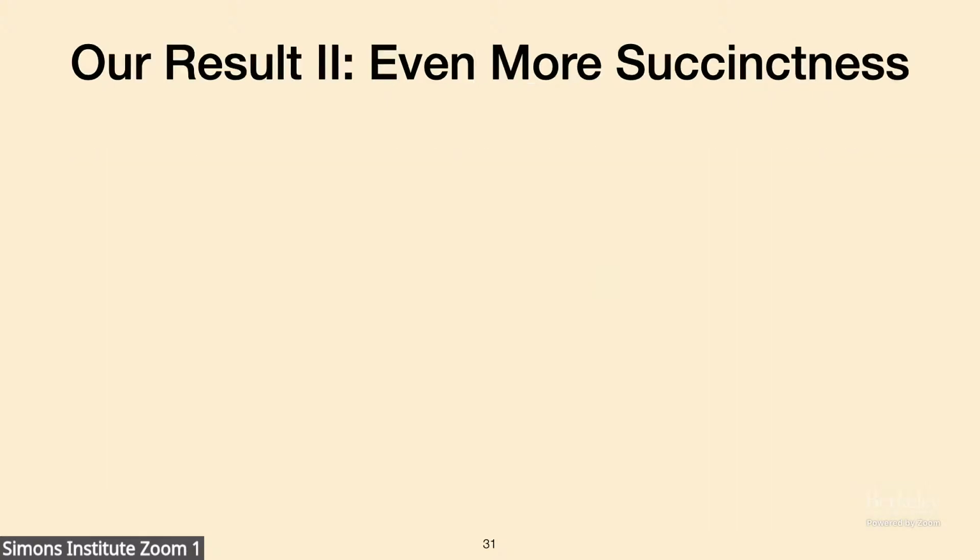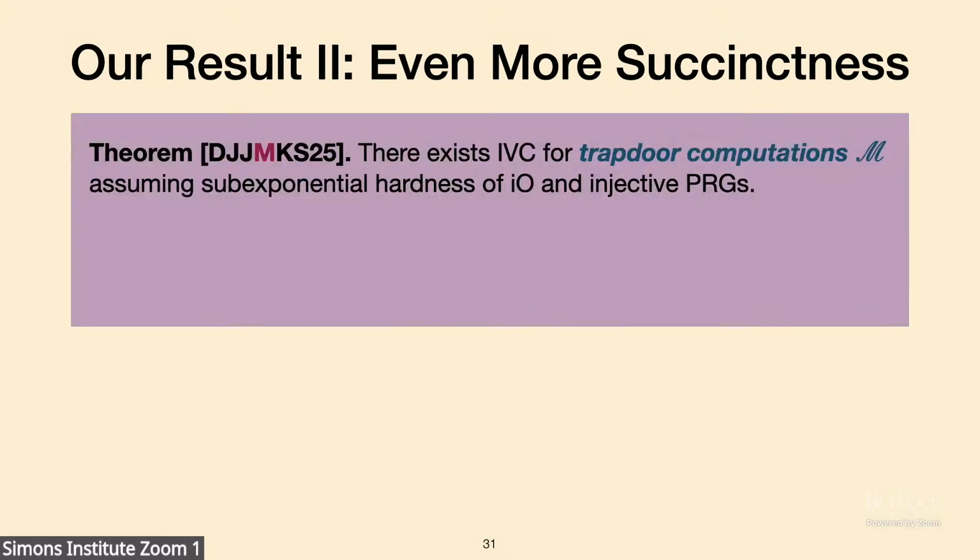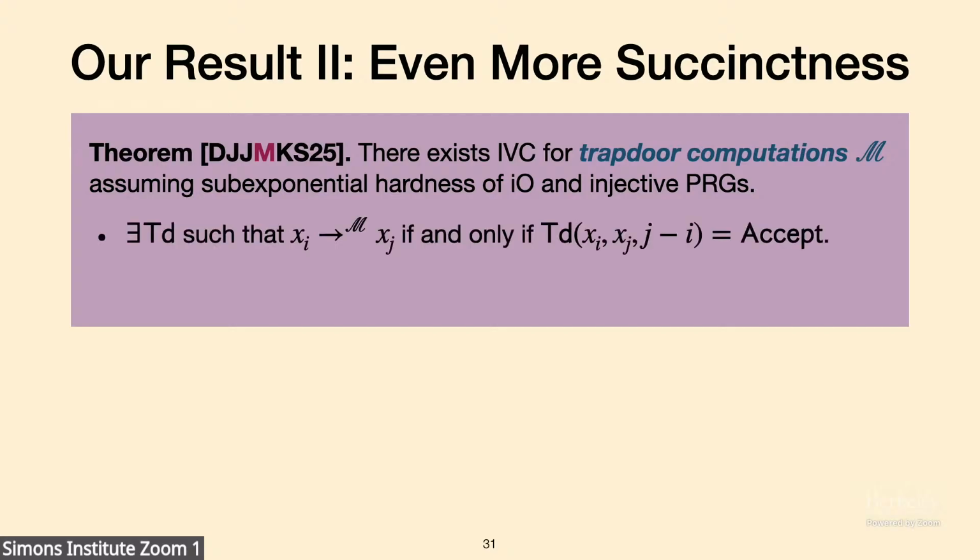So our result 2: even more succinctness. There exists IVC for trapdoor computations M, assuming sub-exponential hardness of IO and injective PRGs. What's a trapdoor computation? It means that for this M, there exists an efficient trapdoor that lets me decide if a hop is valid. Without this trapdoor, I know nothing. With the trapdoor, I can immediately tell. This might seem strange, but I'll show an example on the next slide. For this, we get proof size poly(lambda) and log T.